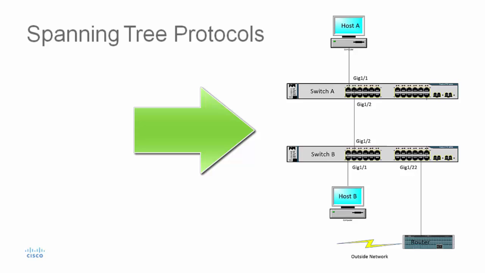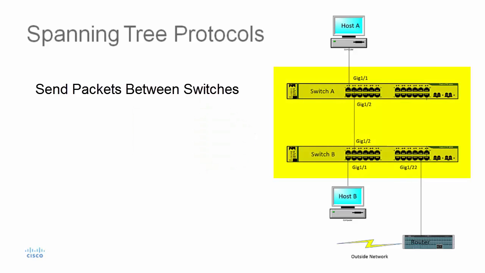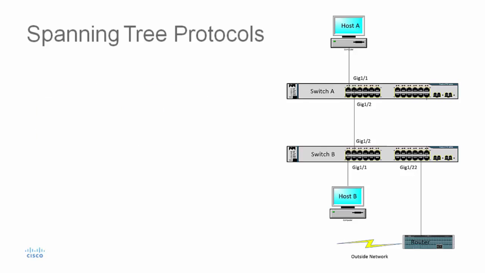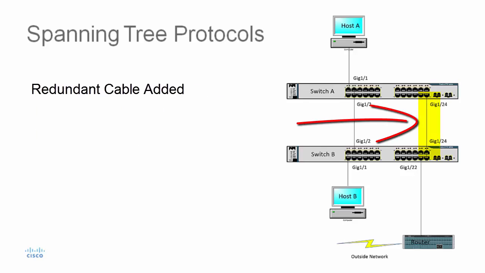Study the diagram shown here that shows a simple portion of a data network. The two hosts can communicate with each other by sending packets between the two switches. Let's say host B sends a ping to host A. Now assume that there are many more hosts connected to switch A and many more hosts connected to switch B, and that the network architect wants to increase the bandwidth and fault tolerance between the two switches. This could be achieved by adding one or more cables between the switches.